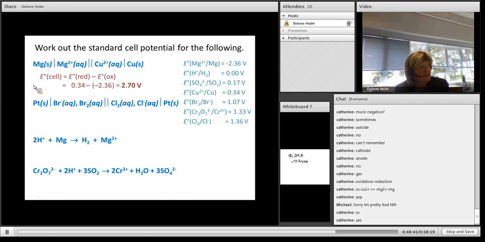Let's do this one. So the E cell is, remember, the reduction, subtract the oxidation. This side is the oxidation, so I've got to find the magnesium. It goes under the oxidation part. The reduction must be the copper, so it's 0.34. So 0.34 subtract negative 2.36 gives you a positive value. So will the cell generate electricity? Yes. Do any of you want to have a go and work out this particular one?